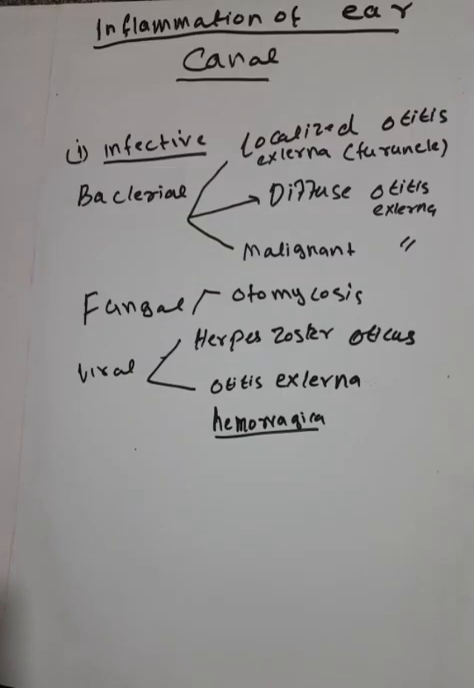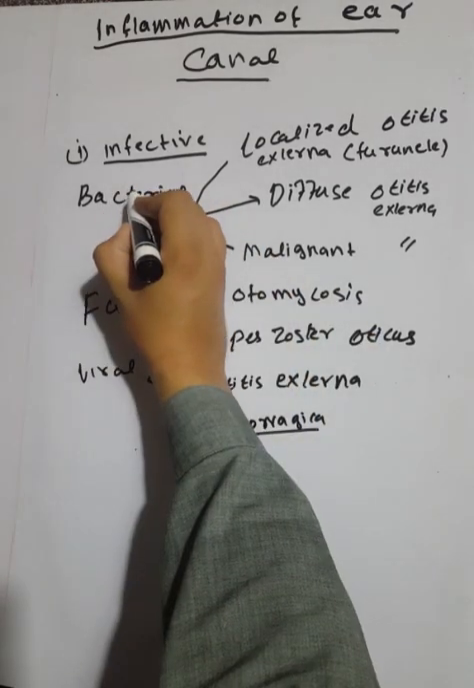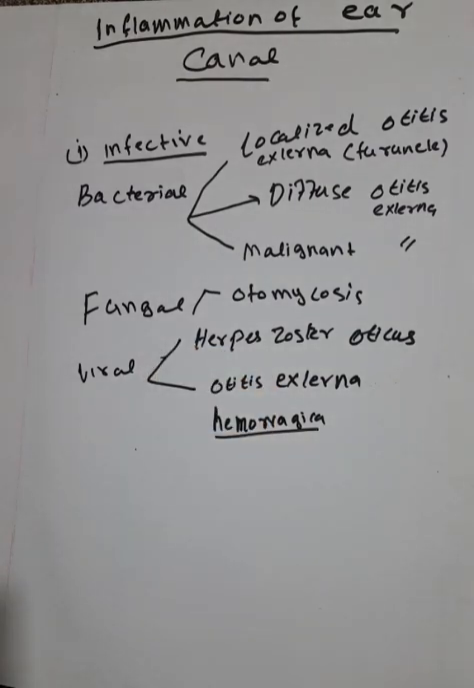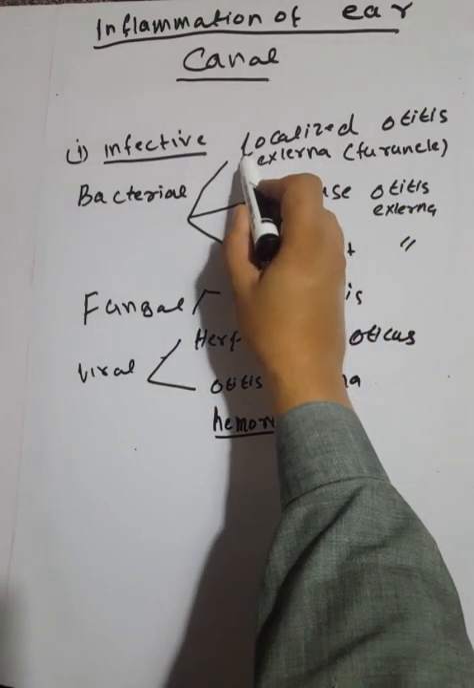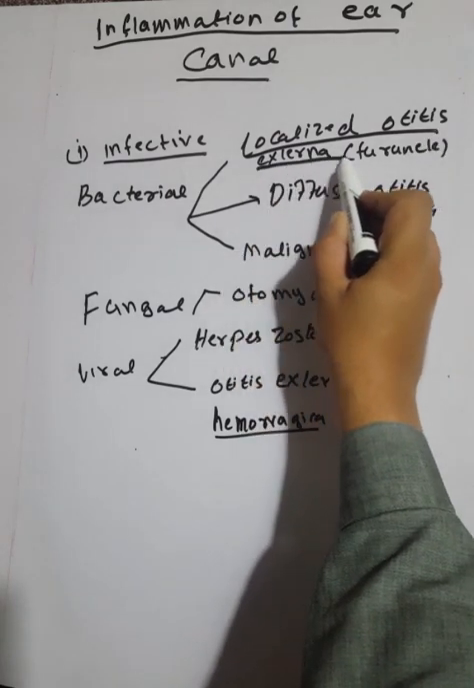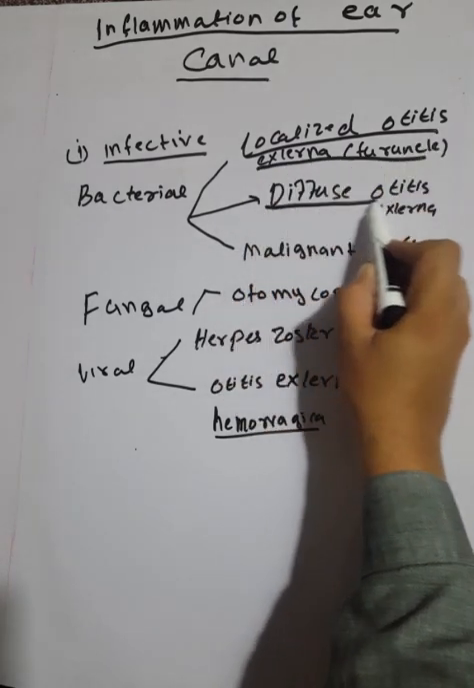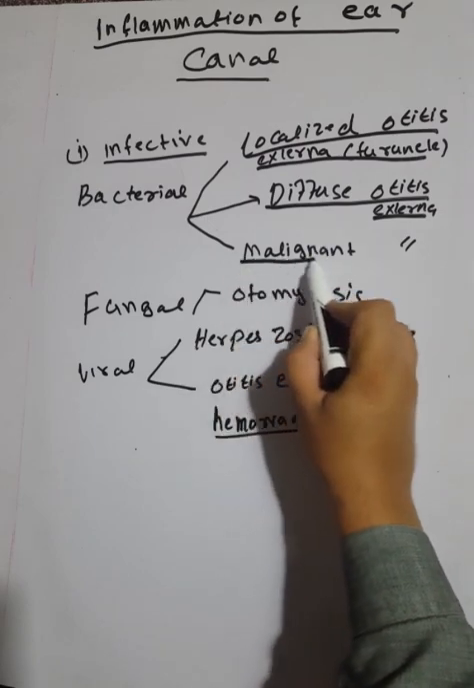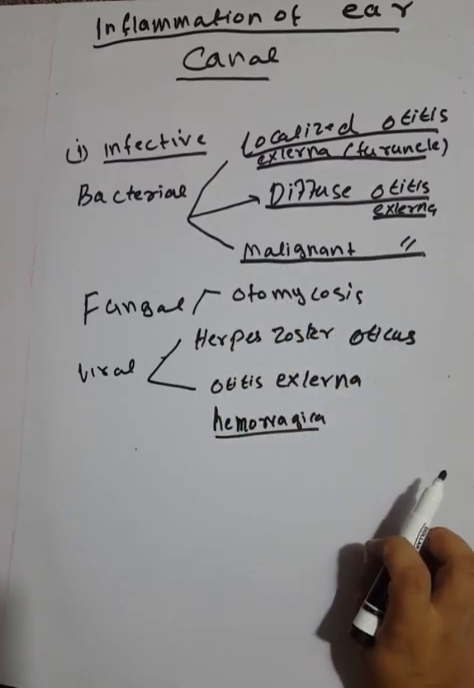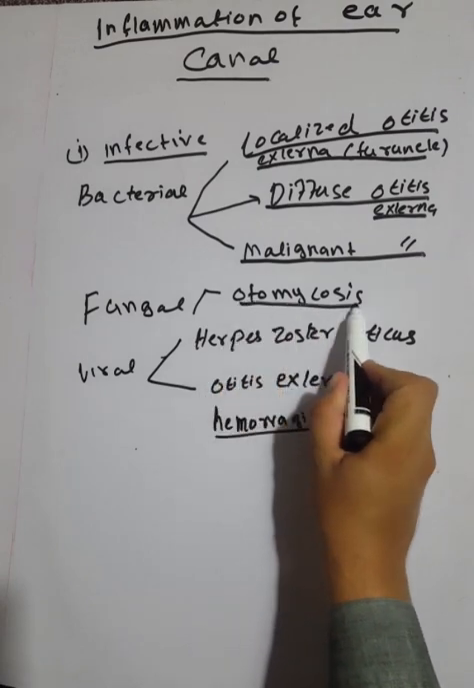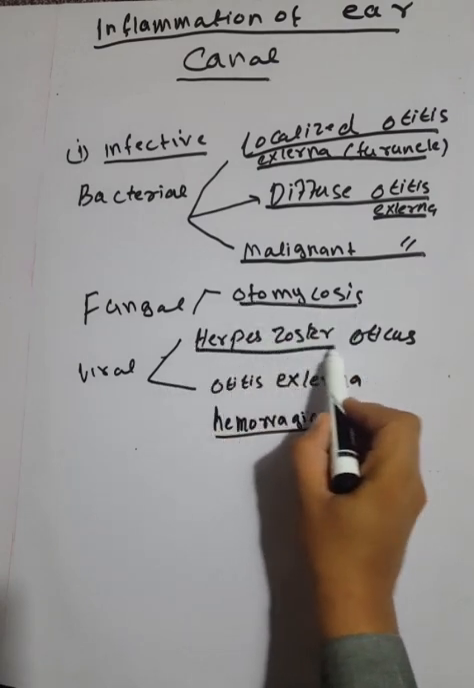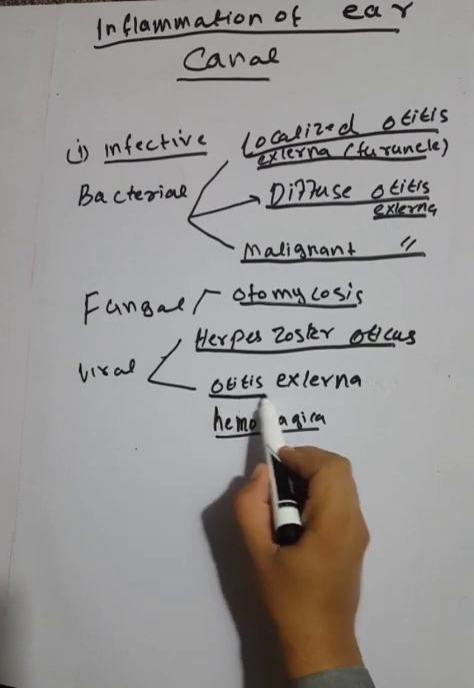Inflammation of the ear canal is divided into an infective group. The infective group may be bacterial, due to a bacterial pathogen, fungal, due to a fungal origin, or viral, due to a virus. The infective group is classified into three main categories. Number one is localized otitis externa, also called furuncle. Number two is diffuse otitis externa, and number three is malignant otitis externa. The fungal type is due to otomycosis, and the viral type is due to herpes zoster oticus or otitis externa hemorrhagica.